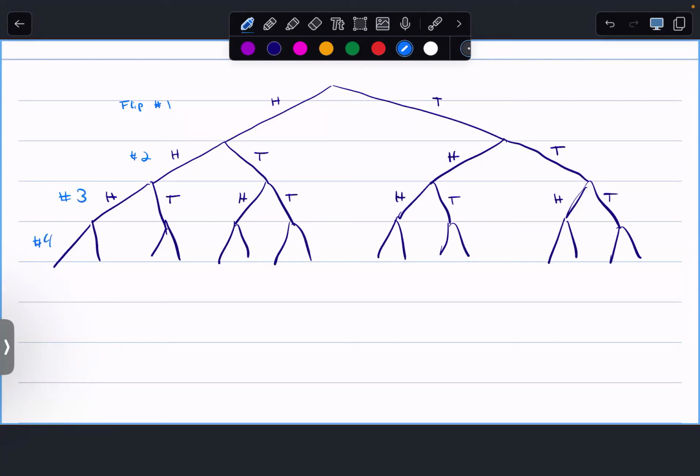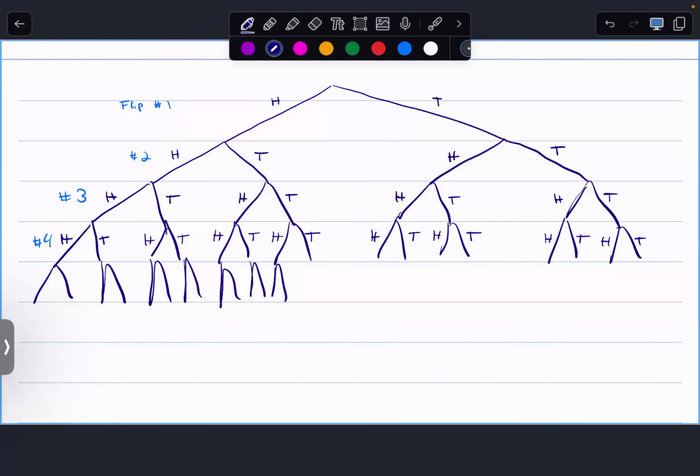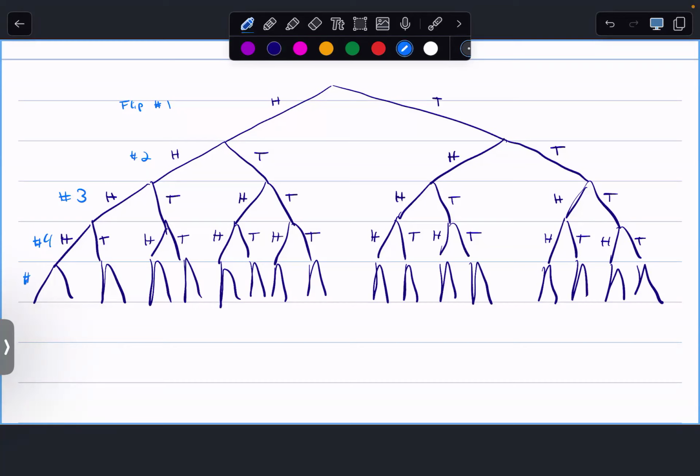See how this gets out of hand pretty quick. Tempted. No. 5 flips. Sloppy. Started out so nice, didn't it? Tail, head, tail, head, tail. I think you get the idea.